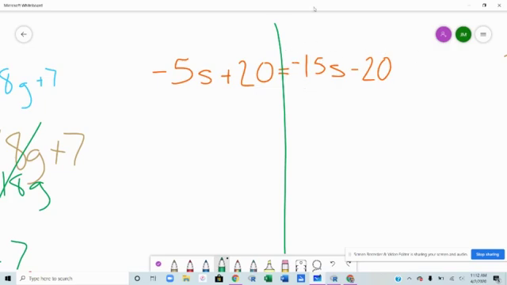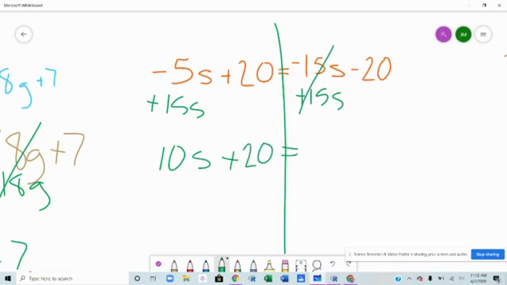I have negative 15s that I can move to the left side by adding, since it is negative. Negative 5s plus 15s is 10s. I didn't do anything to that 20. Negative 15s plus 15s is gone. I still have negative 20 over on the right side.